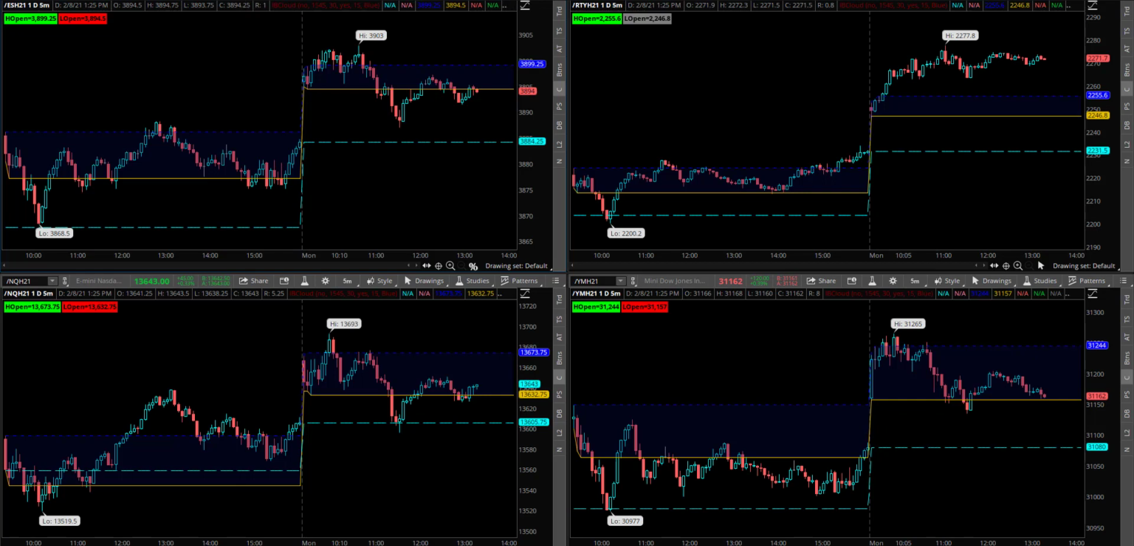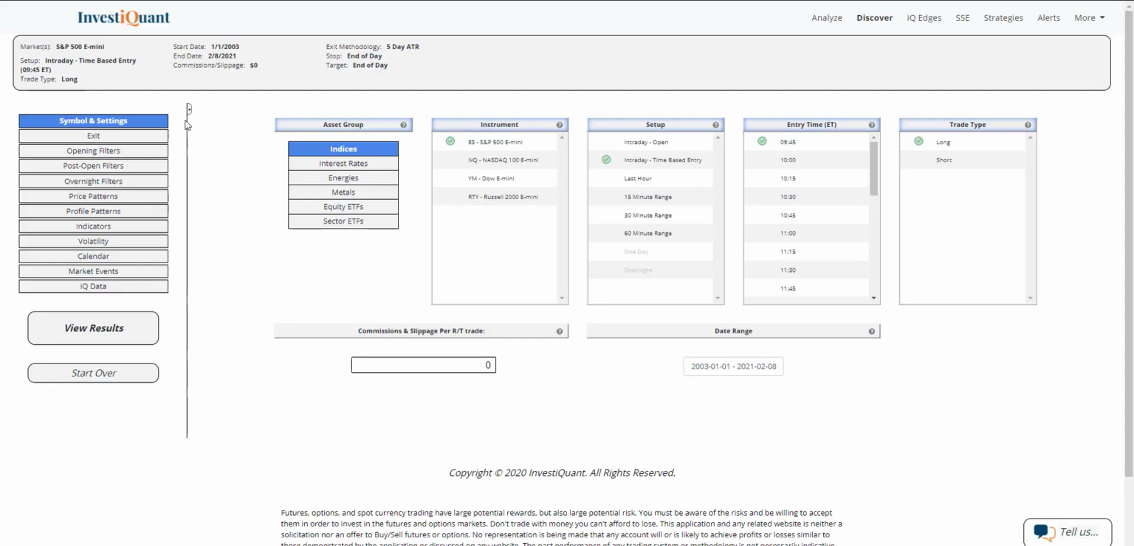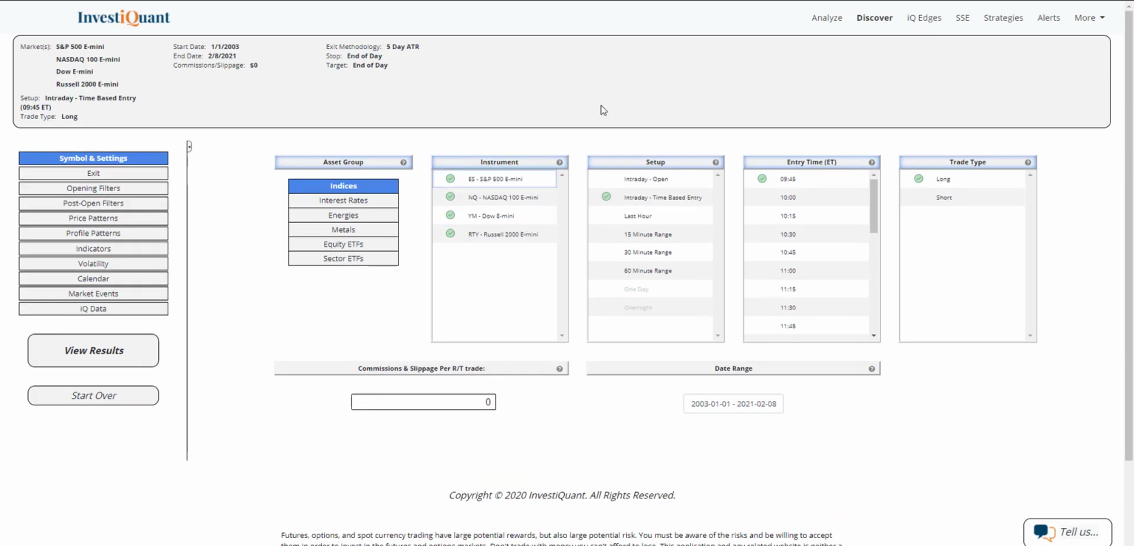So what I want to do this afternoon is look at this price action like we're seeing here this afternoon. So let me set this up in all four instruments. I'll describe the price action in just a second, but first I need to select intraday time-based entry of 3 p.m., set it up as a long, so that'll be getting long at 3 p.m., exiting at the close, which is 4:15 p.m. Eastern Time.